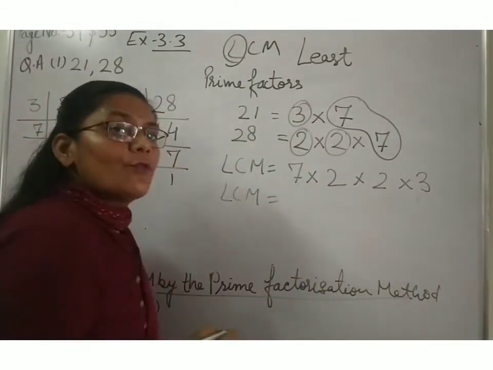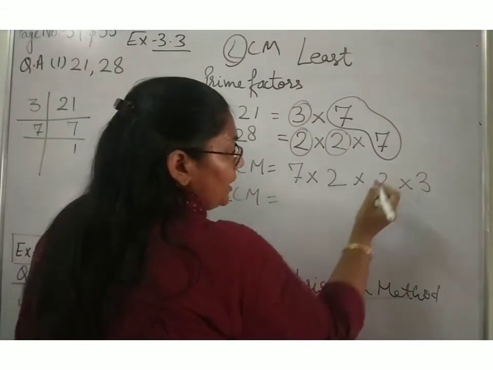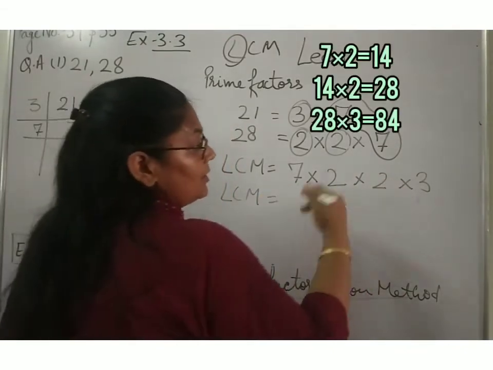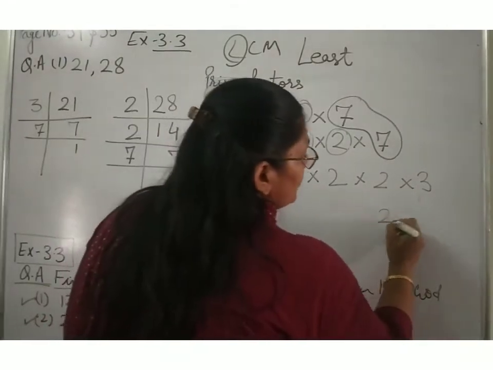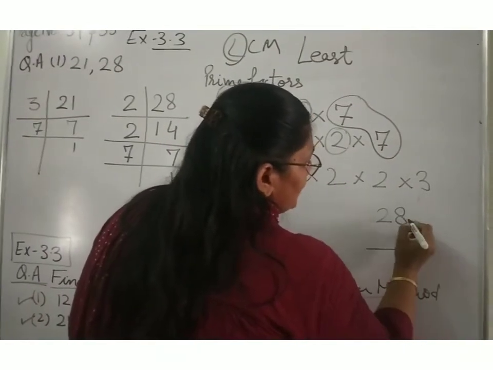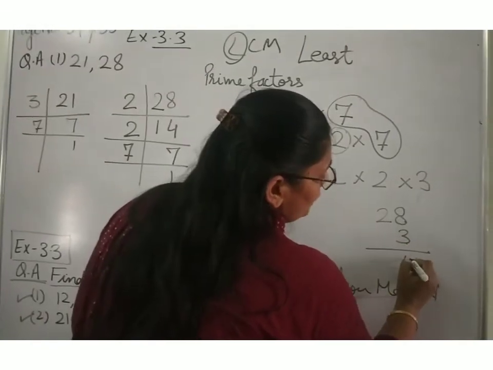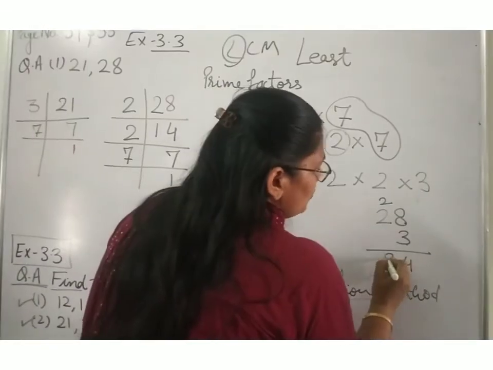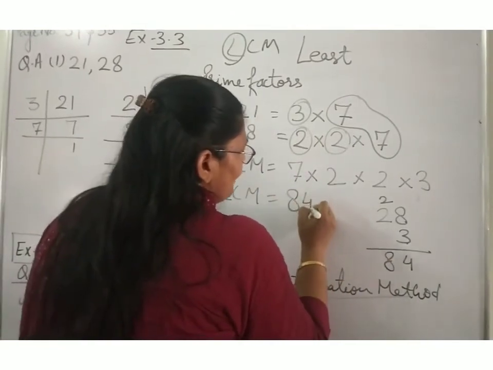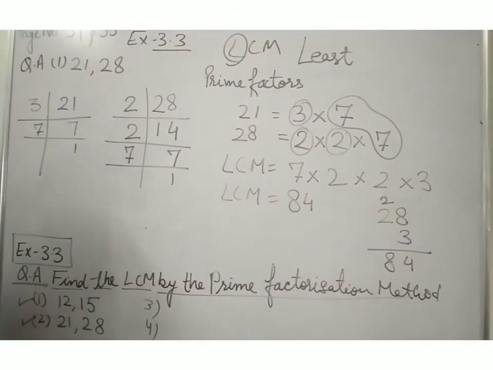7 twos are 14. Okay. 14 twos are 28. Now we have to do 28 multiplied by 3. If you don't know the table, you can multiply it over here. 8 threes are 24. So 4 you will write here, 2 here. 3 twos are 6. 6 plus 2, 8. So your LCM is 84.